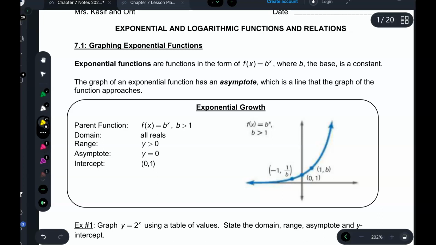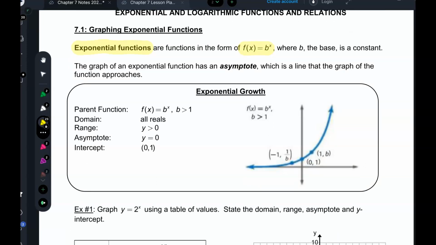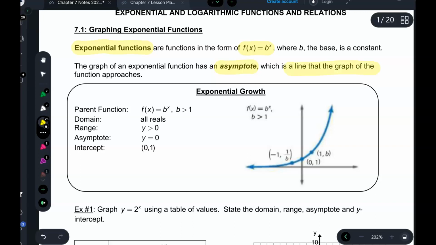An exponential function is something where the exponent has a variable, okay? So it's a number, which is a constant. This could be a 2, a 3, it could be 1/2, it could be any number, but the exponent is where the variable is. Now, these are all going to have, remember the word asymptote, which is a line that the graph of the function approaches. It's never going to cross. It's going to look like it touches it, but it doesn't actually cross.